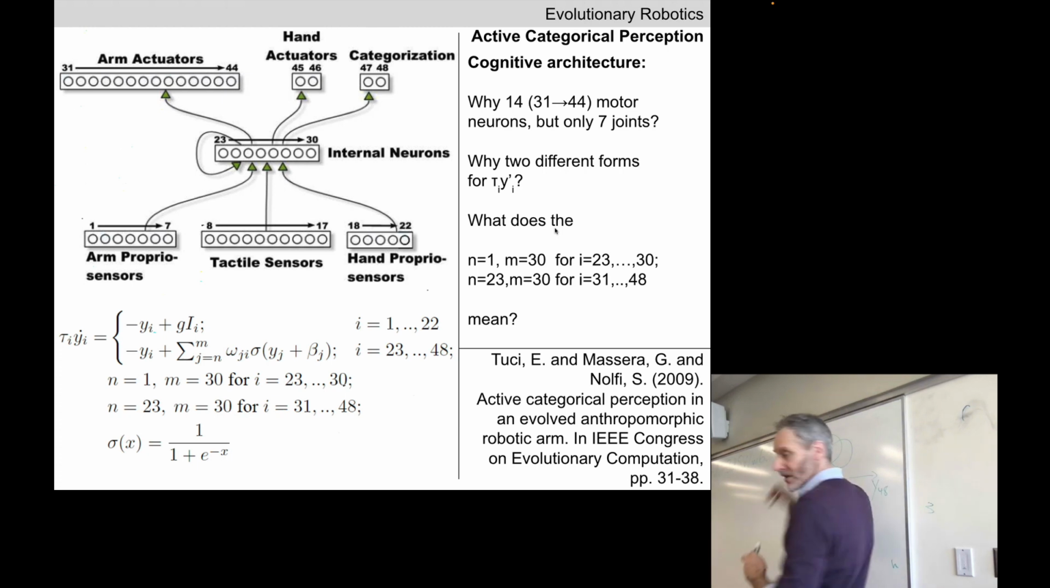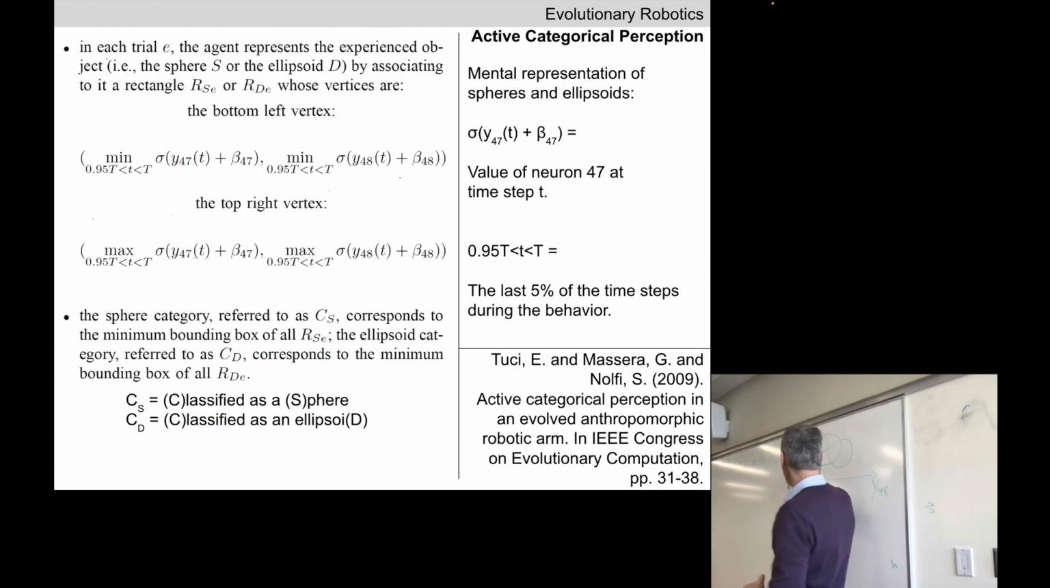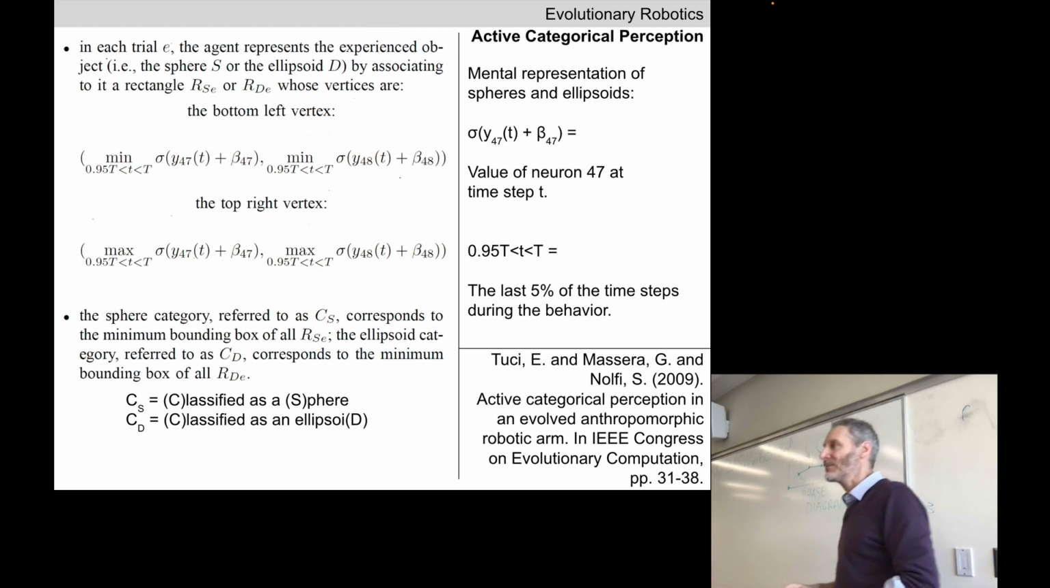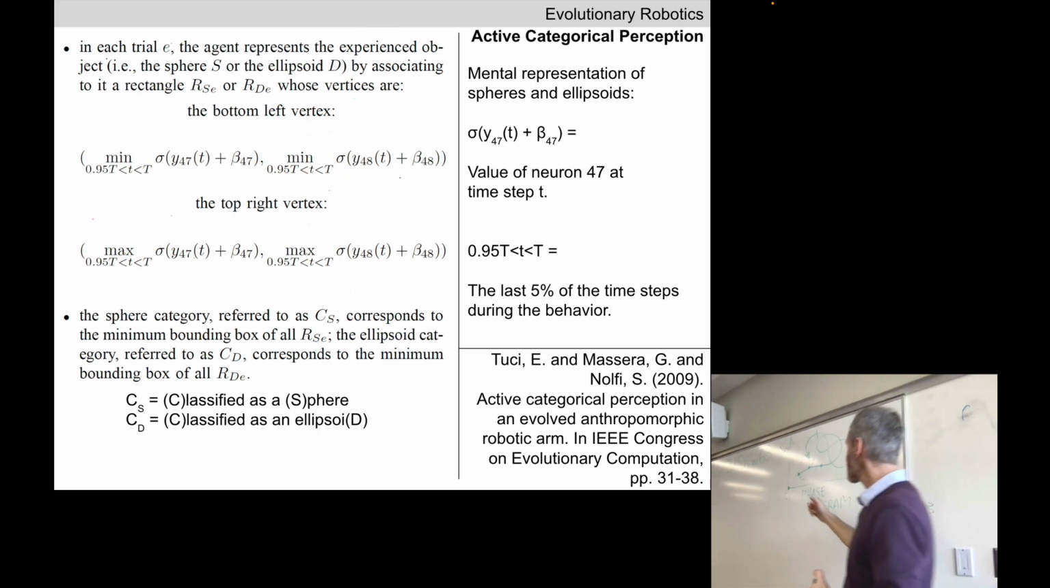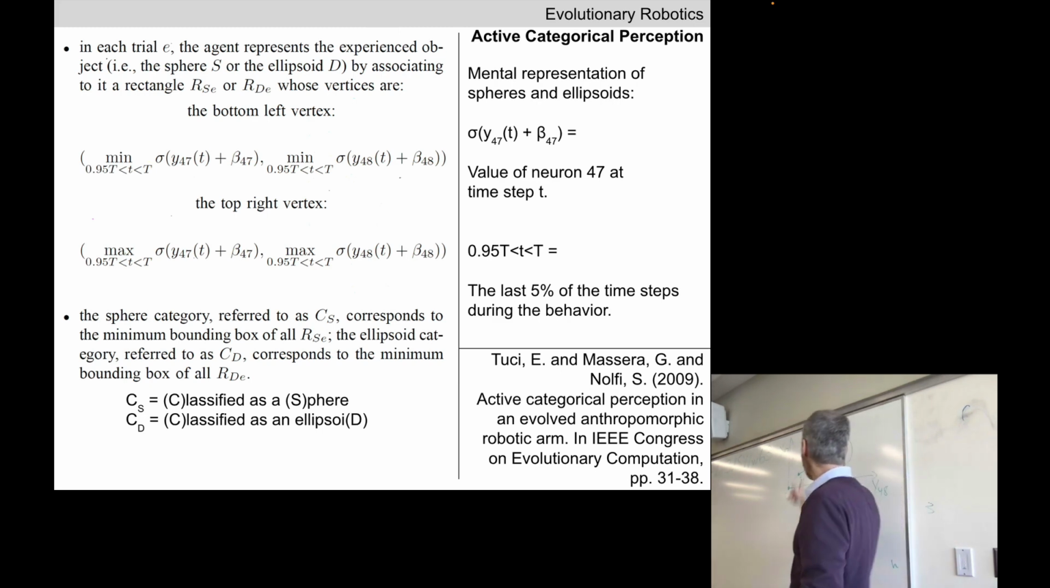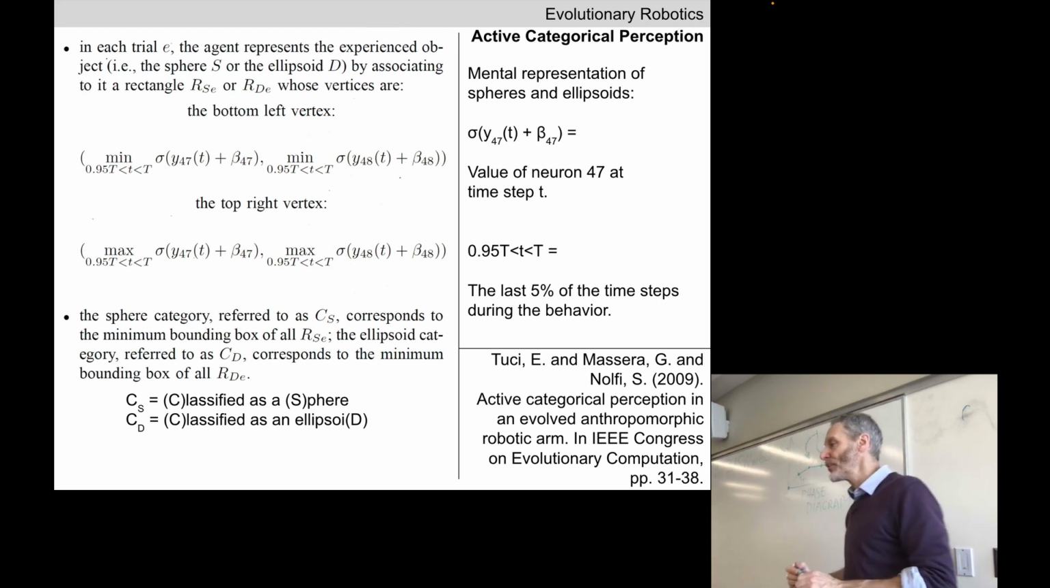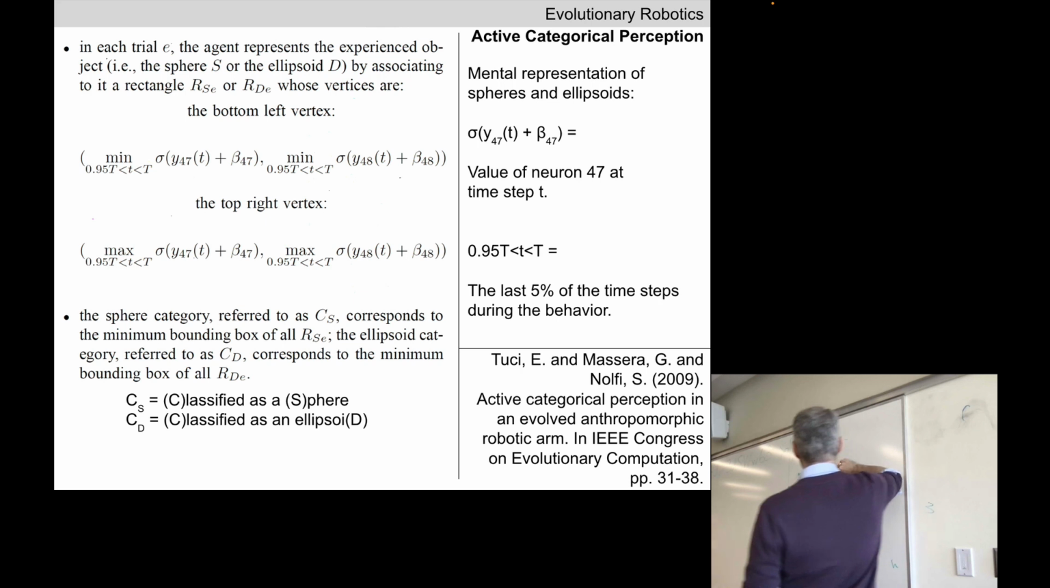In this experiment, what we're going to see is they didn't just watch the values of these two neurons change over the entire simulation. They only watched the last 5% of time. They're assuming that they're going to give the robot some time to fiddle with whatever object happens to be in front of it. And they're going to use this data, these pairs of values, to interpret what the robot thinks about the object that's in front of it.